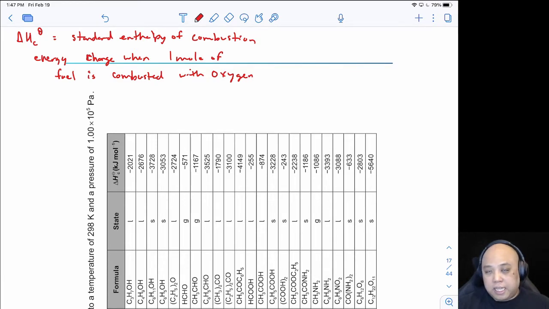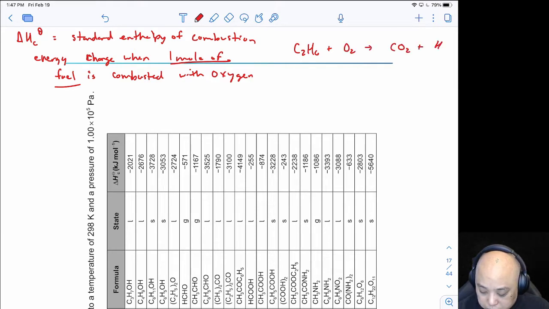So to write a standard enthalpy of combustion reaction, the key is that you only have 1 mole of fuel. So whatever you react with the oxygen has to have a coefficient of 1, which allows you to have fractional coefficients in other places. So like C2H6 would produce this overall reaction. So you can have 7 halves in here.